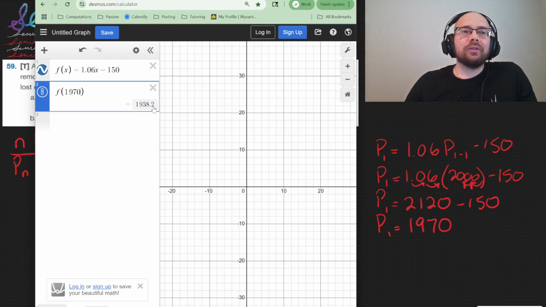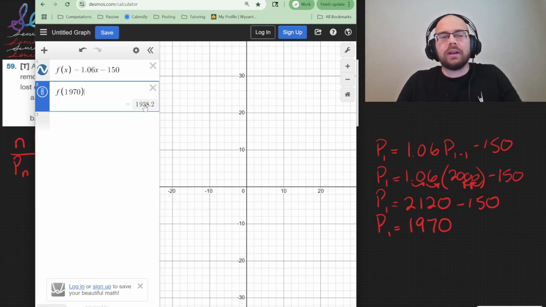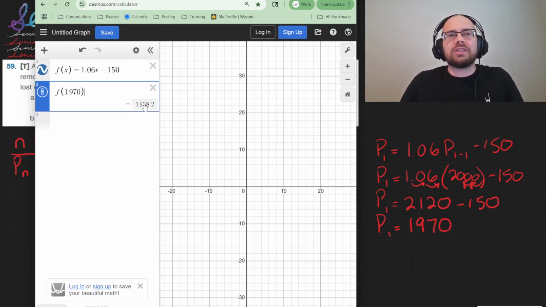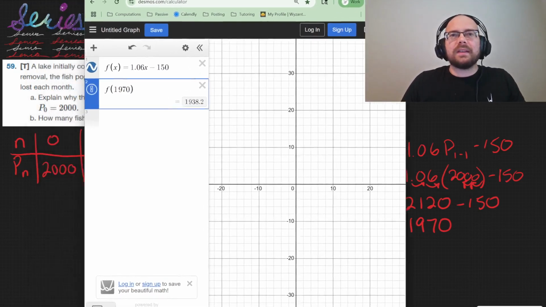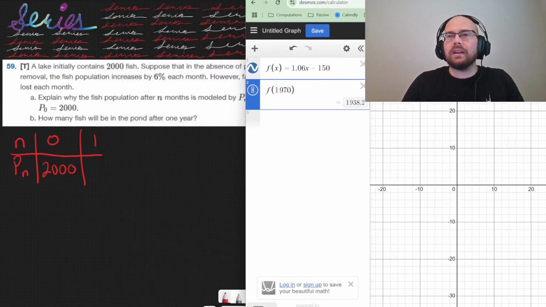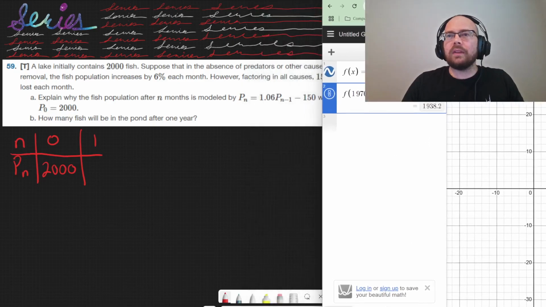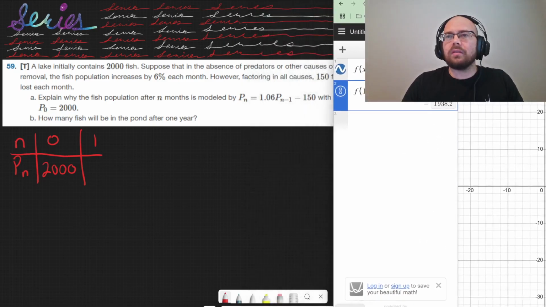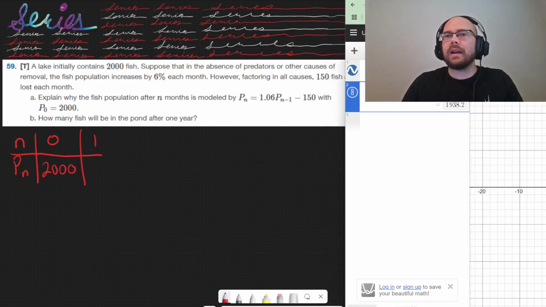1938.2, we would say that's 1938. We would round to the nearest whole number. For sake of being accurate, I would probably leave the decimal in as we go to more and more iterations, just so that I'm getting a more and more accurate number here. But let's go ahead and write some of these numbers down. So I'm going to move this over here. Yeah, I like this better, actually.